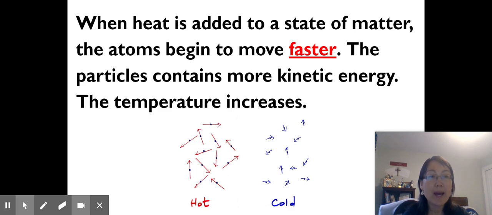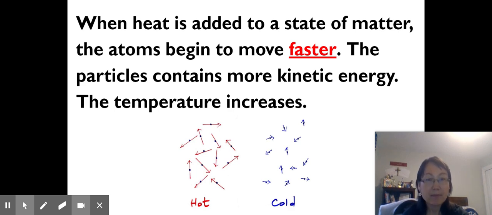Okay, so when we add some heat into a material, imagine you have a pot with lots of water in there. When we heat it up, the atoms begin to move faster, faster and faster. When we keep on adding more and more heat, it keeps going up. That means the particles contain more kinetic energy, and with more kinetic energy, you are going to see the temperature increase. Okay, so that's what's going on from the chemistry point of view, or the tiny particle point of view.